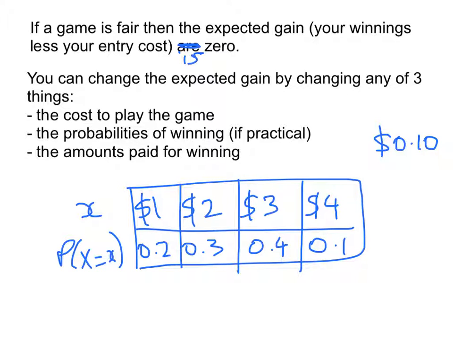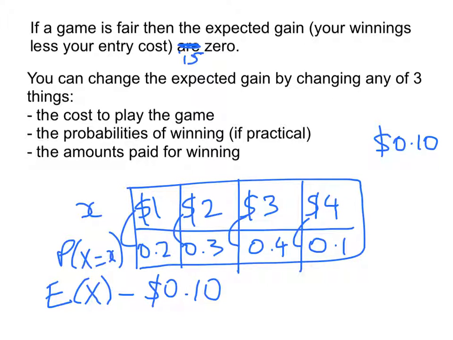So in this case, if we wanted to work out the expected gain from playing, we would do it by first of all working out the expected winnings, and then subtracting off the entry fee. But that doesn't take account of the fact that the person playing this game always pays 10 cents to enter. So we take that off at the end.